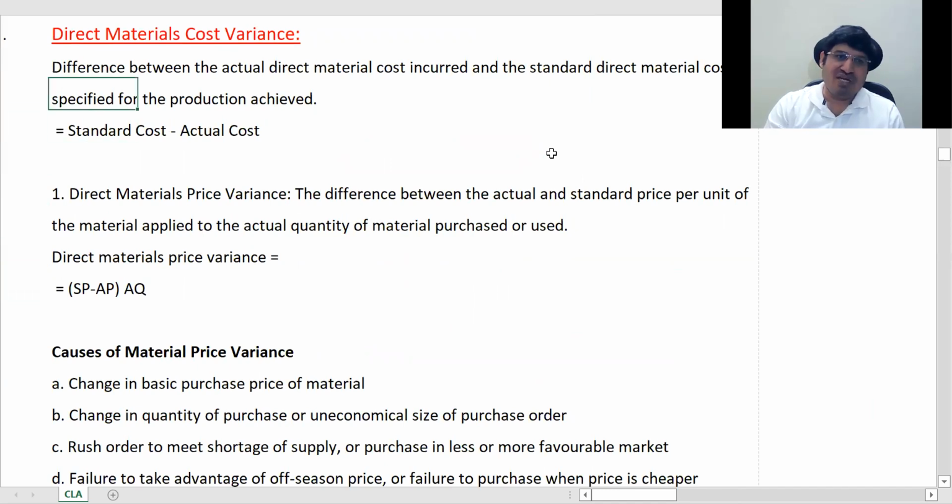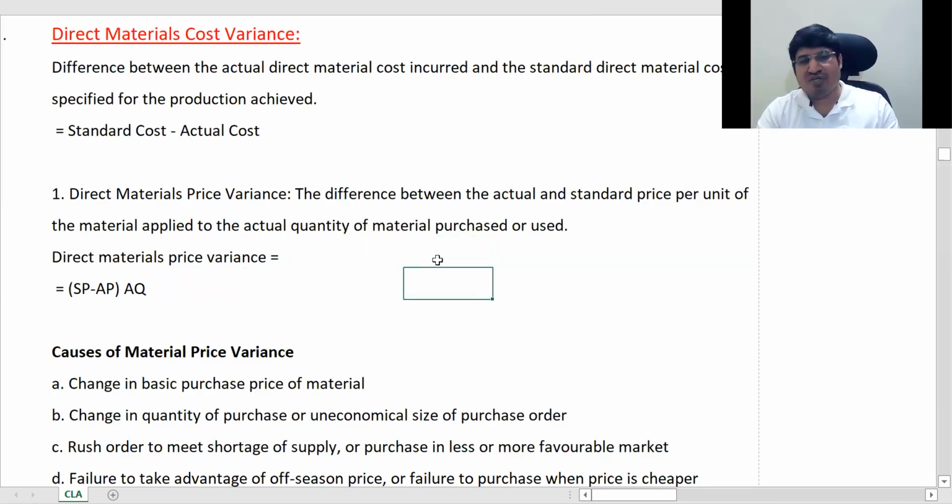See, now cost variance is standard cost minus actual cost. Then price variance is calculated like this: standard price minus actual price into actual quantity. I'll show you in the first problem. After that, you will understand this.